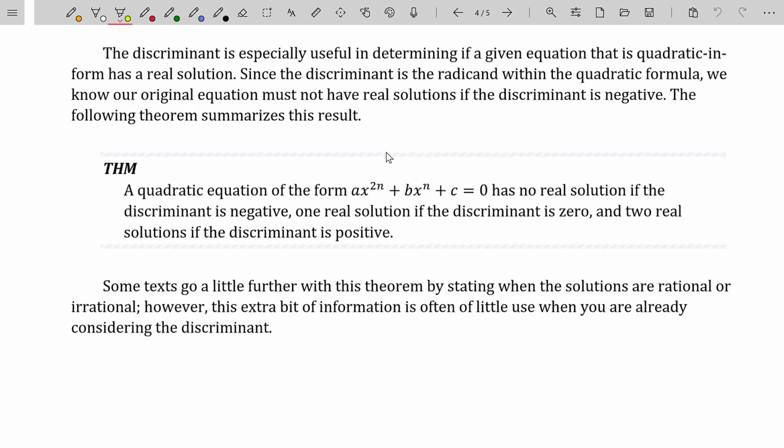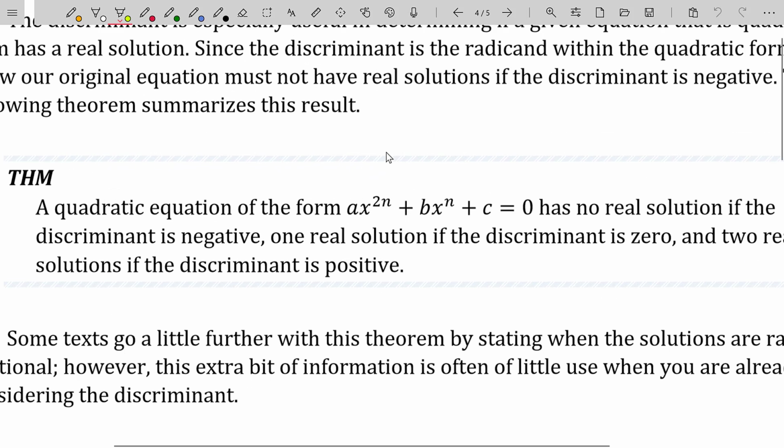Now, as I mentioned, the discriminant is especially useful in determining if a given equation that is quadratic in form has a real solution. When I say quadratic in form, it just means that you have a trinomial where the highest degree term, or the term with the most power, I guess you could say, has a double power of the middle term. Sort of. You can pause the video and read this if you want, but all this should be strongly familiar to you.